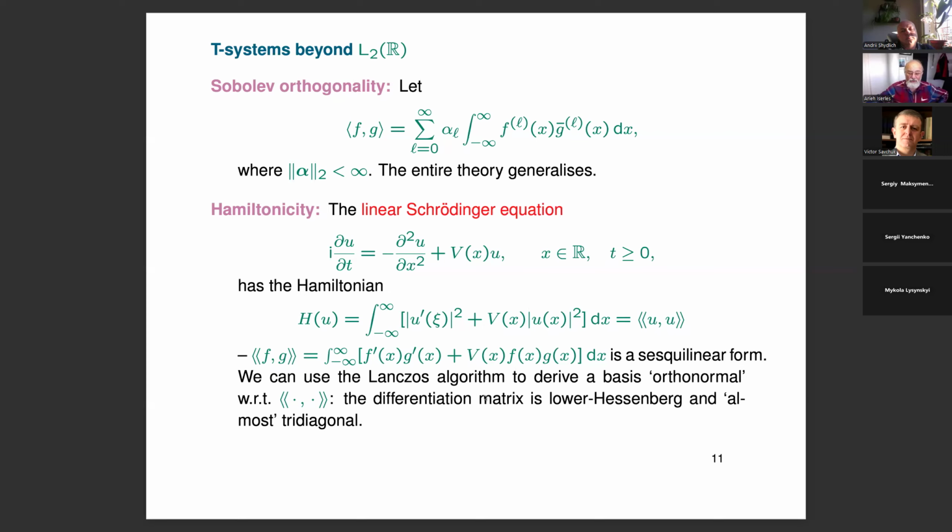Again, we can use the Lanczos algorithm to derive a basis which is orthonormal, quote unquote, because they're not an inner product, with respect to this sesquilinear form. The differentiation matrix is no longer tridiagonal, it is lower Hessenberg, but it is almost tridiagonal. The elements above the first superdiagonal are very, very small.